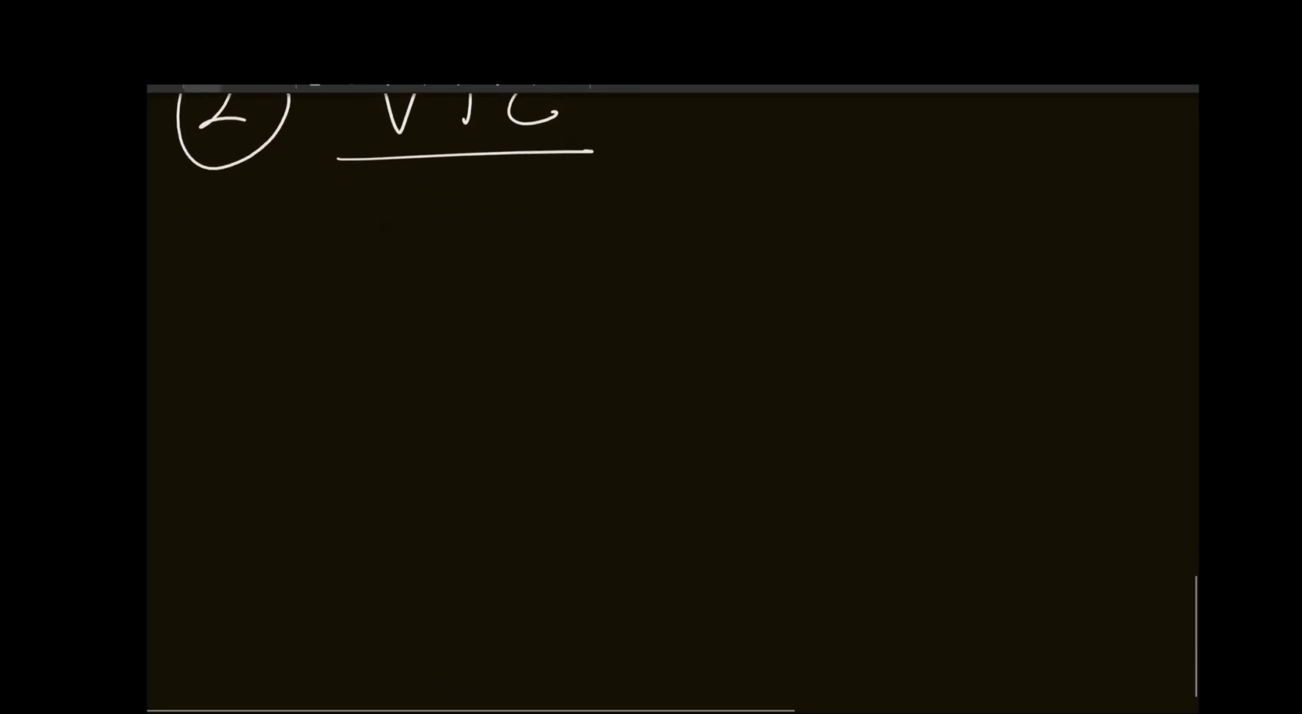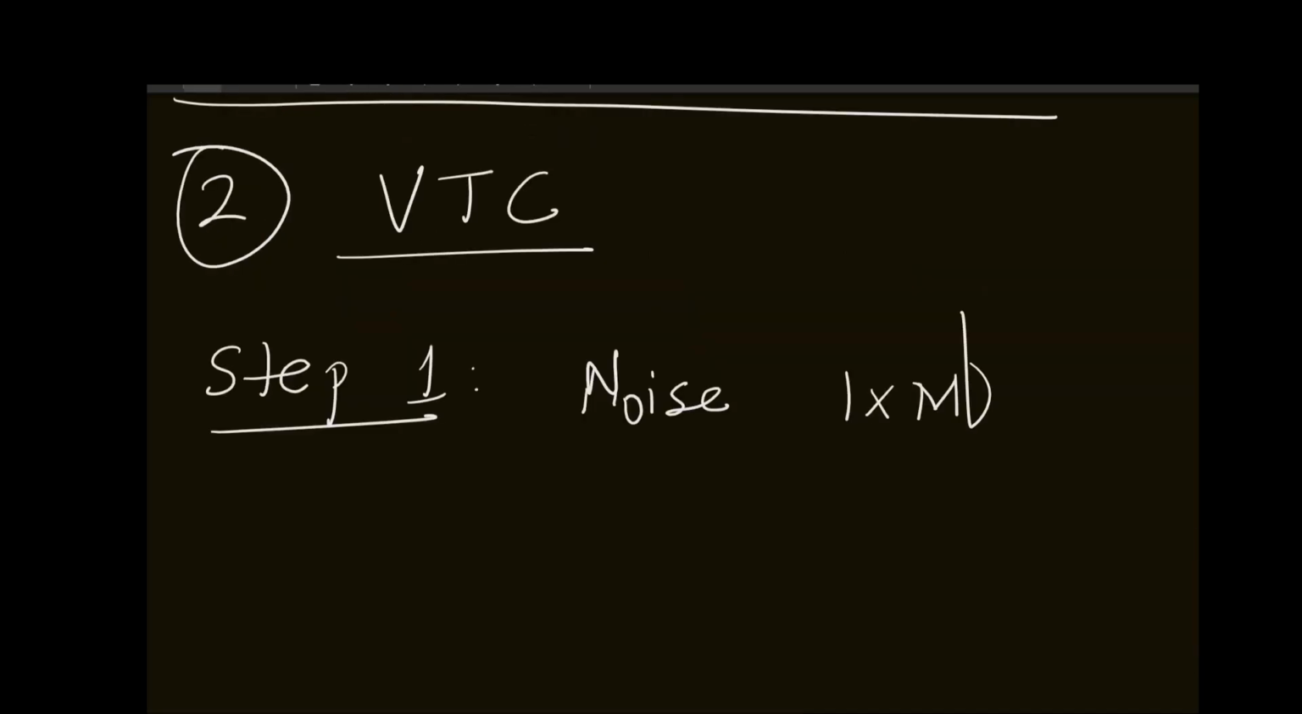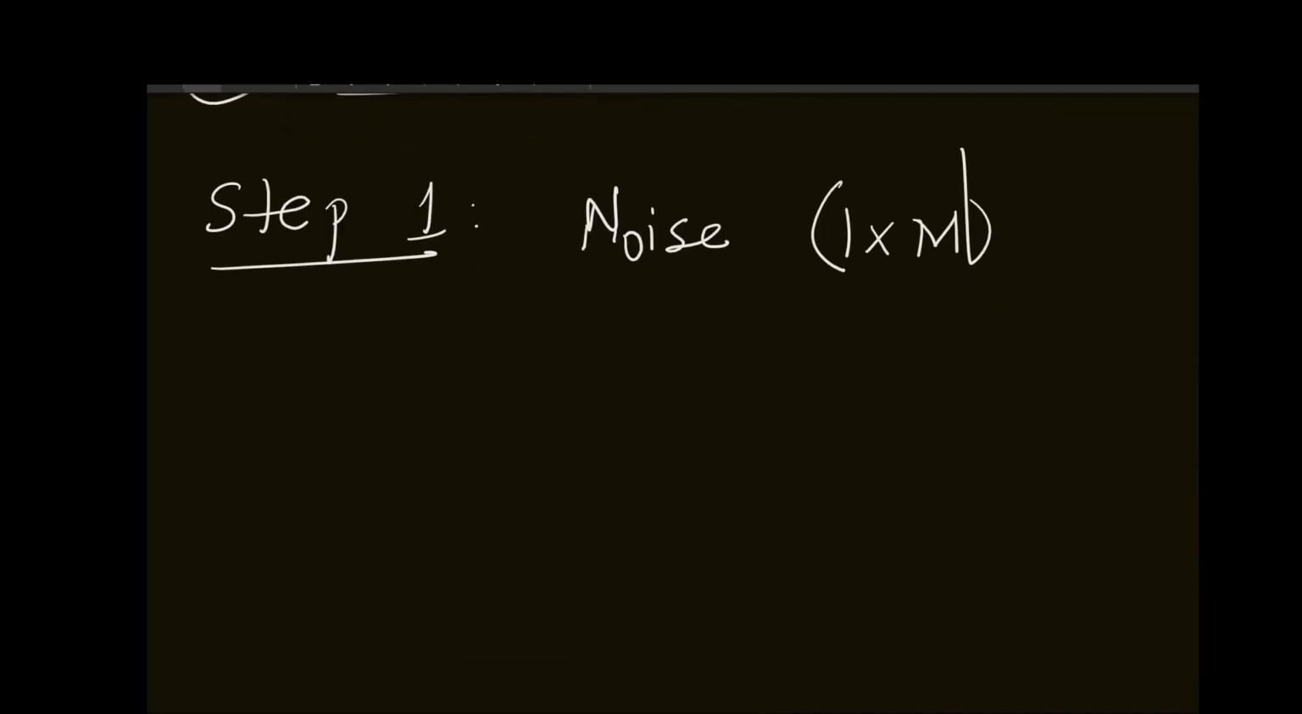The second transform that we're going to talk about is the VTC, or the vector to code. The idea is, again, fairly straightforward. Step number 1: let's assume we have a noise vector that's a 1 cross m vector, the same length as our observation vectors.